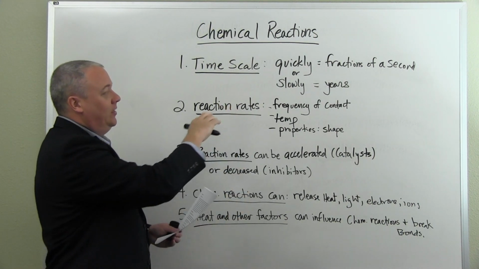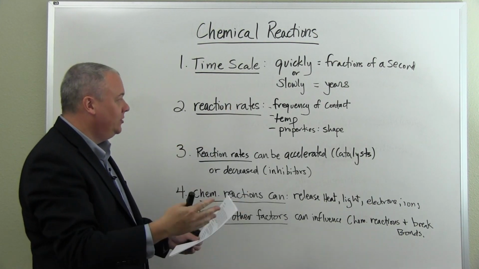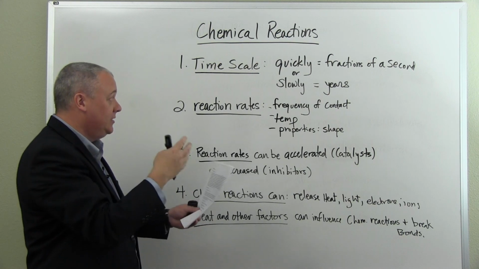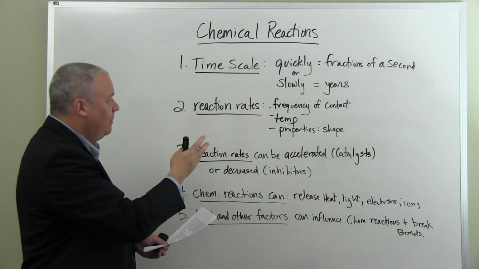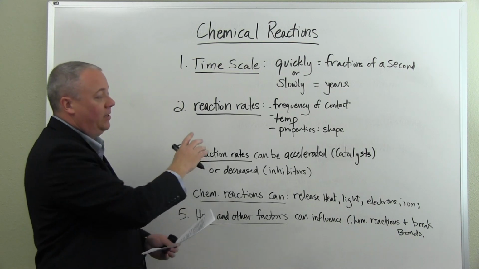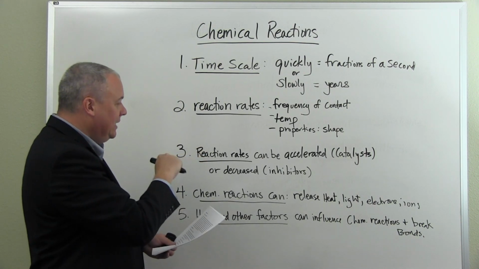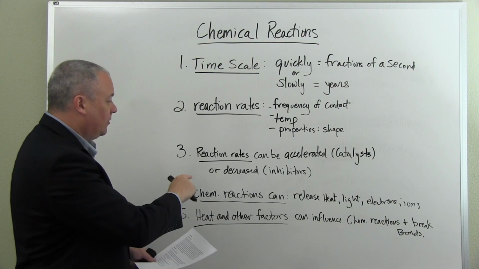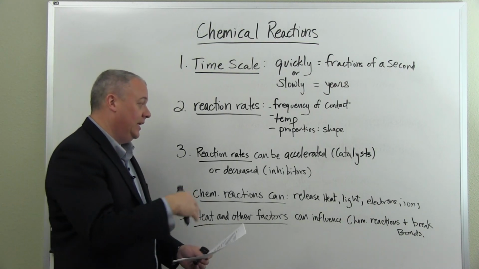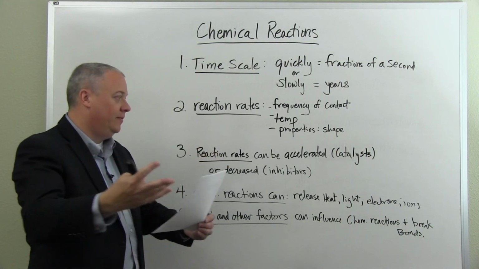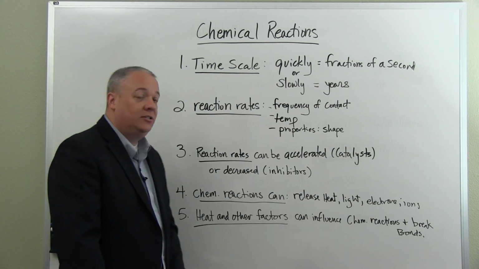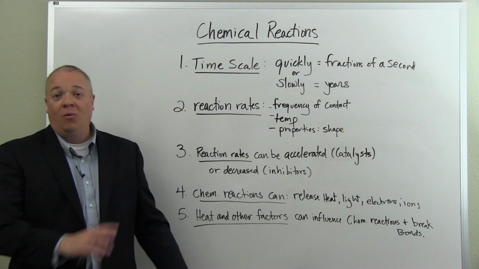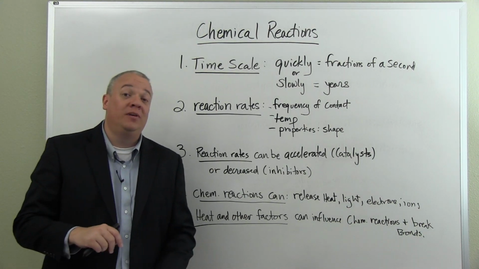Reaction rates are affected by the frequency of contact, the temperature at the point of their mixing and their contact, and then the properties, solid, liquid, gas, the shape of it, these sorts of things. Reaction rates can be accelerated with catalysts, decreased with inhibitors. Chemical reactions produce things often like heat, light, spinning off electrons, ions, things like this, and heat and other factors influence chemical reactions and help to break bonds. Once again, this has just been the basic overview of chemical reactions.